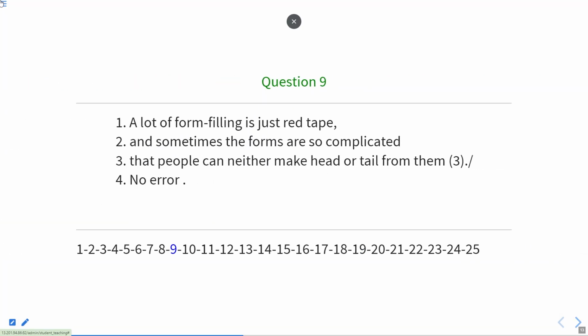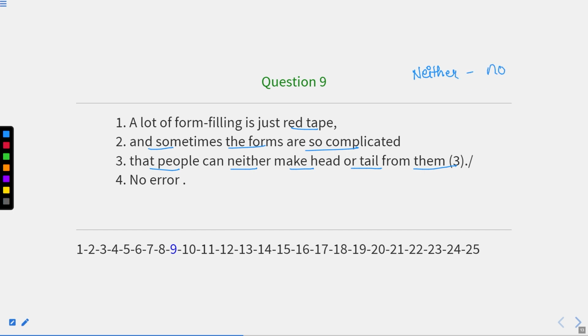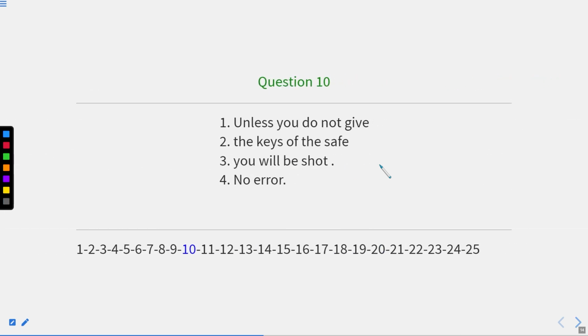Now this is question number 9. A lot of form filling is just red tape, and sometimes the forms are so complicated that people can neither make head or tail from them. Now, whenever we use the word neither, it should be paired with nor. Okay, so neither is always paired with nor, whereas either is paired with or. So here or is incorrect, it should be replaced with nor. So the answer is in the third part, that is, head nor tail of. Okay, neither nor. Now let us move to the next question.